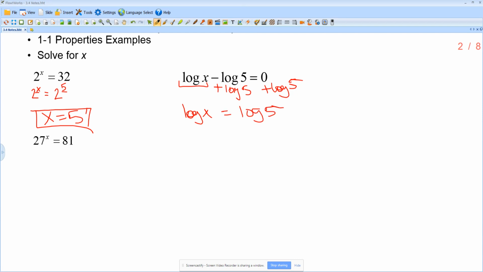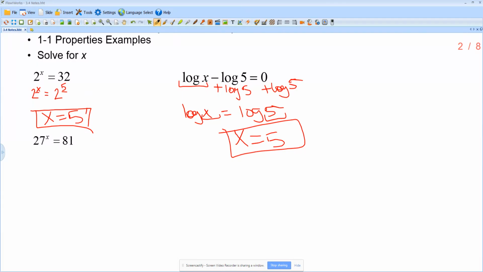And at this point, we're again going to use the one-to-one property. The one-to-one property with logarithms says if you have two logarithms with the same base, the base here, even though not written, remember, is 10 for both of these. So we have two logarithms that are equal with the same base, so the arguments must be the same. x is equal to 5.